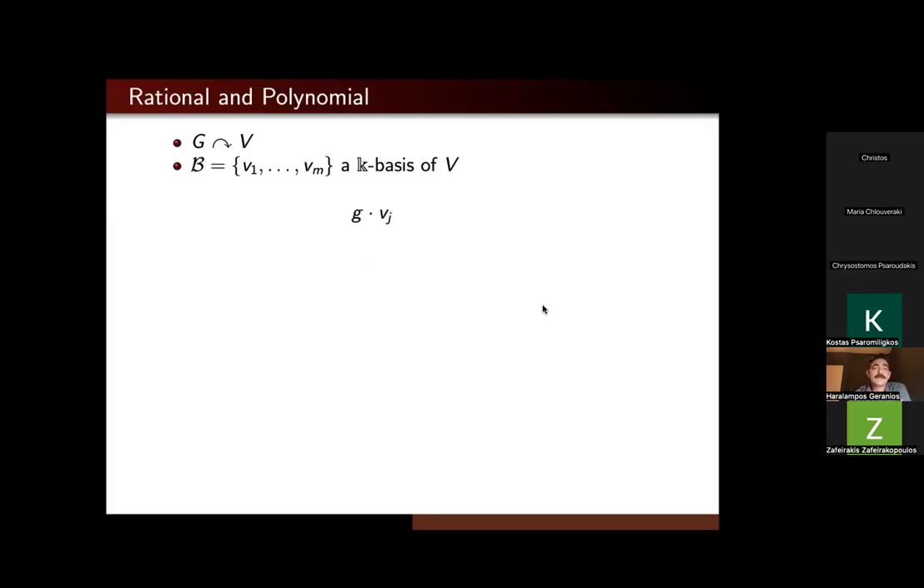Since I have an action, I can hit an element of the basis with an element of the group, and I can re-express everything in terms of the basis of V. In this way, I can create some new maps, the r_ij that you see there. So what is the r_ij map? It is a map from the group to the field K, and when I feed it with an element g of the group, it gives the coefficient of v_i when you hit the basis element v_j with g.